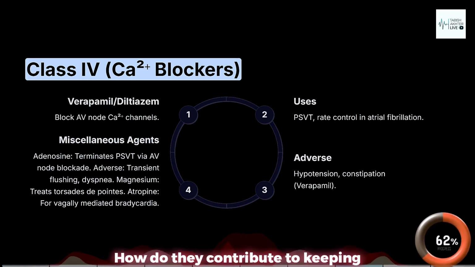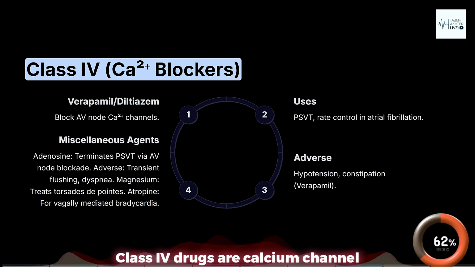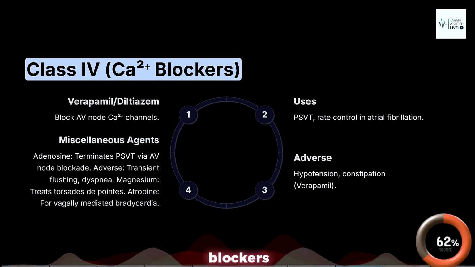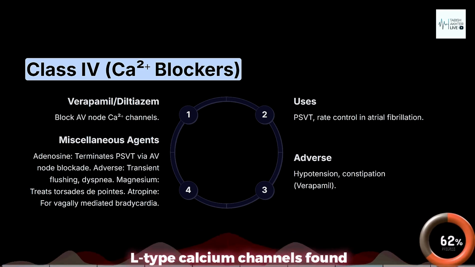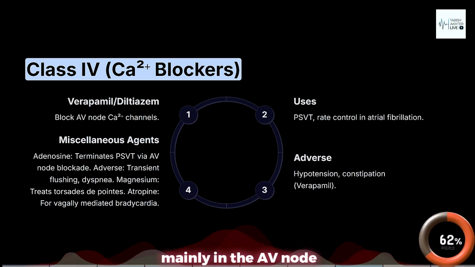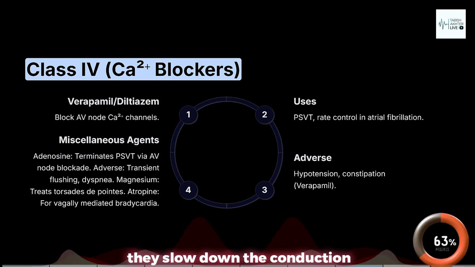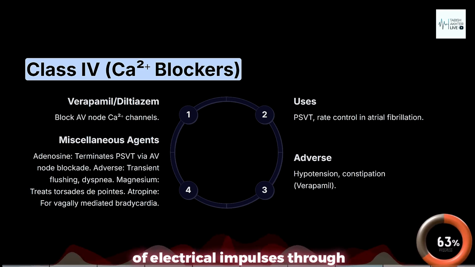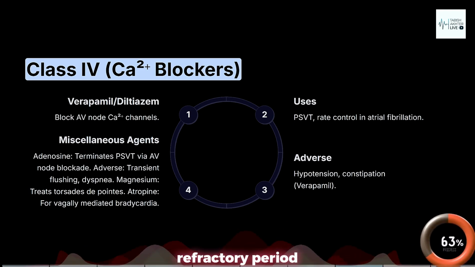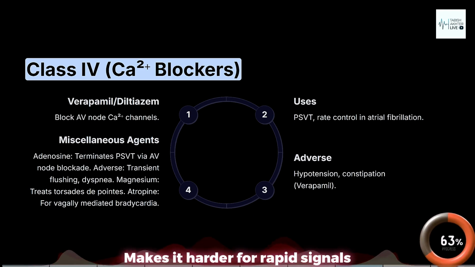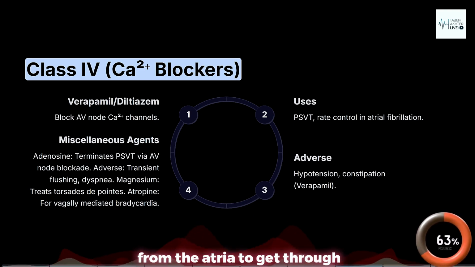How do they contribute to keeping the rhythm steady? Right. Class 4 drugs are calcium channel blockers, but they primarily target the L-type calcium channels found mainly in the AV node. The relay station again. Exactly. By blocking these channels, they slow down the conduction of electrical impulses through the AV node and increase its refractory period. Makes it harder for rapid signals from the atria to get through to the ventricles.